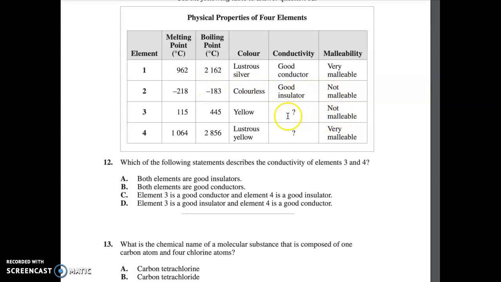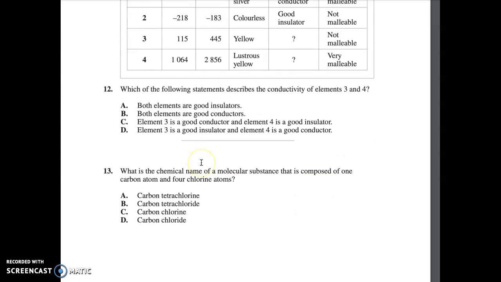Okay, so let's see what we have here. Not malleable, it's probably a metalloid. Okay, it's yellow, and it's probably going to be an insulator. Okay, and this one here is very malleable, shiny, solid at room temperature. That's probably going to be a good conductor. Okay, so 4, good conductor, yes. 3, good insulator. I'd probably pick that one. Okay, but it would be great if they gave us a little bit more information to answer that question.